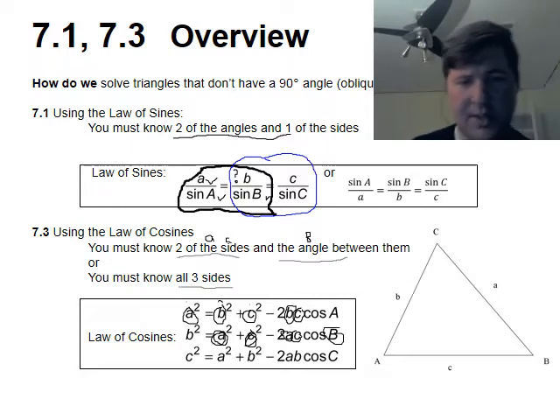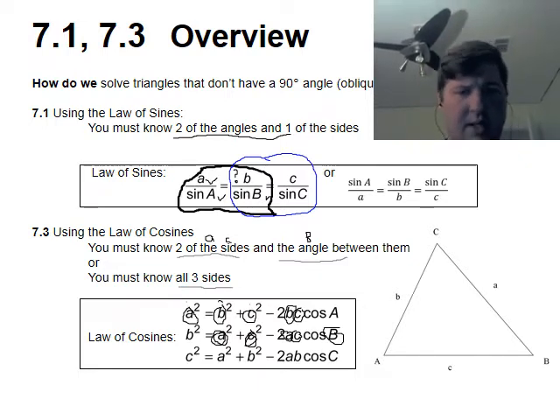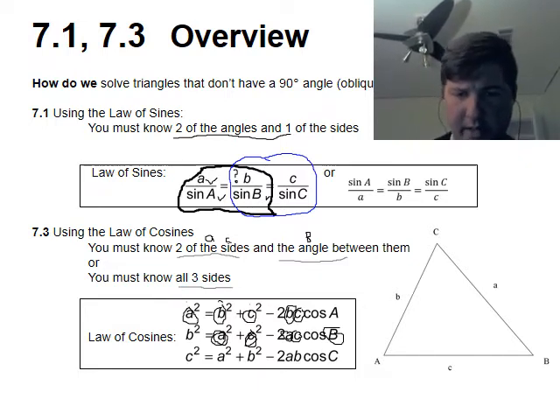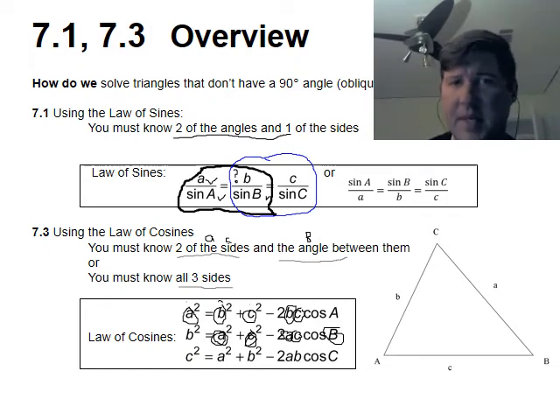So nothing exciting about these formulas. They're pretty easy to do as long as you're plugging everything into the right place. But other than that, this is just like a calculator exercise. Okay. So let's get going.